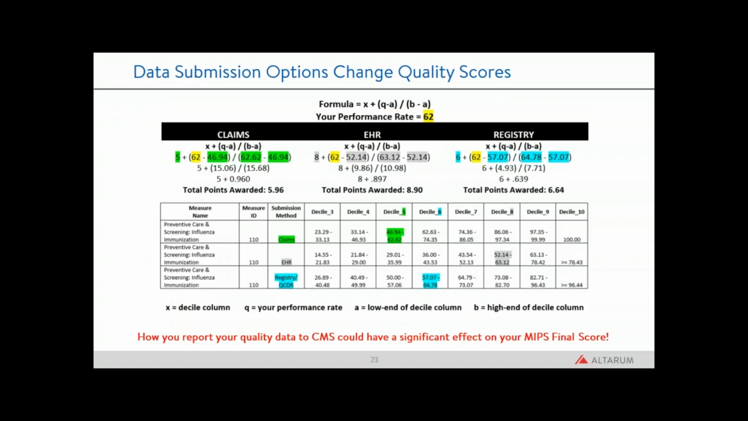The reason for that is relative to the benchmarks. So I know there's a lot of numbers on here. I'll try and walk you through this. If you look at the top, we see what the formula is for creating your performance rate. In this example, we have a performance rate of 62, sort of average performance on any quality measure.